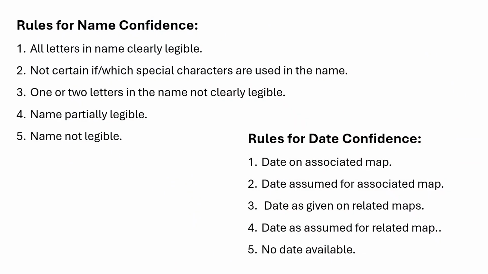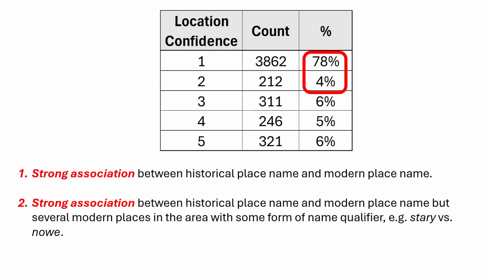We use similar rules for name confidence and date confidence. What's interesting to note is that over 80% of the places contained in the Gazetteer of Beauplan's Ukraine have been strongly associated with the names of places on modern maps.